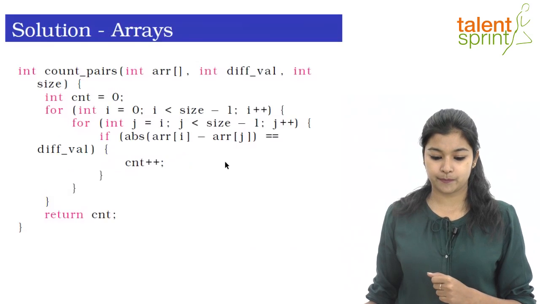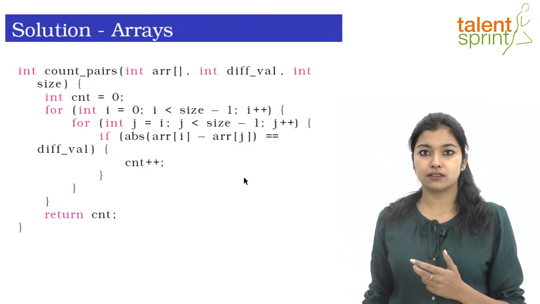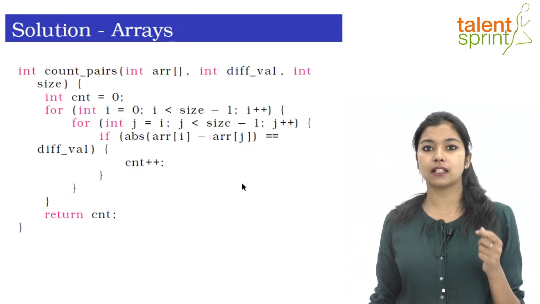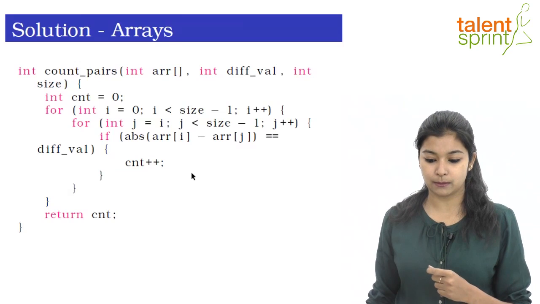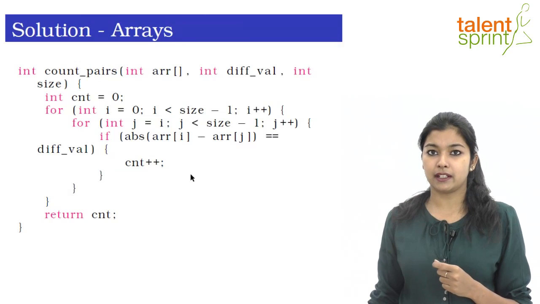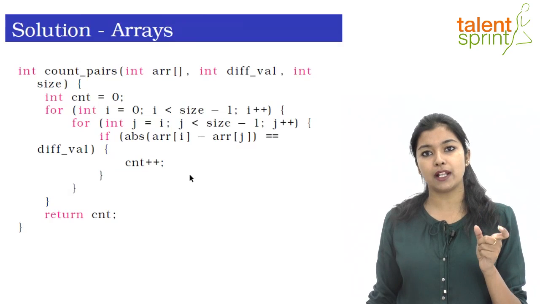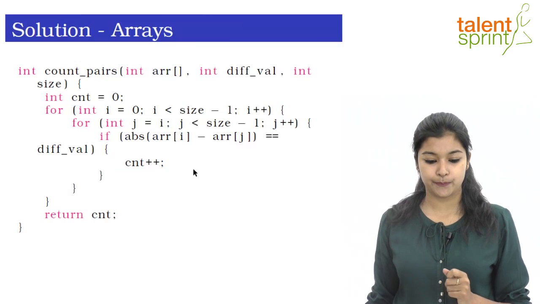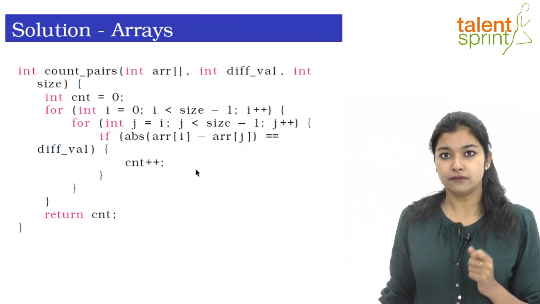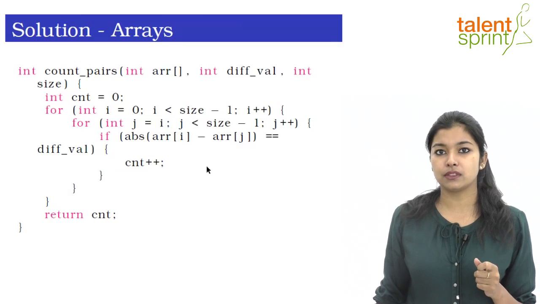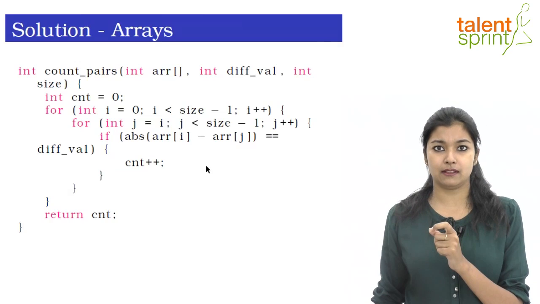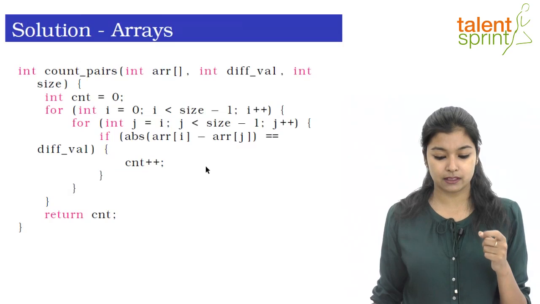Let's see the program. So here in the function countPairs, we have passed our integer array as an input parameter, the size of the array, as well as the difference value that we are looking for. Inside the function, we have created the variable count that will hold the count of pairs, and we have initialized it with 0.